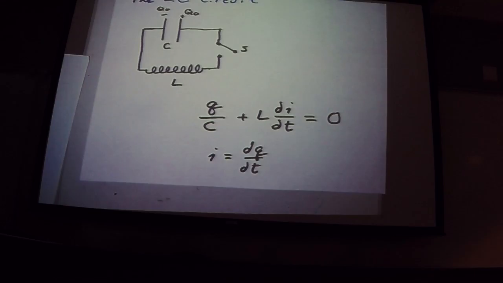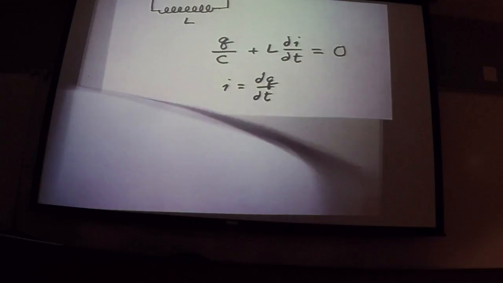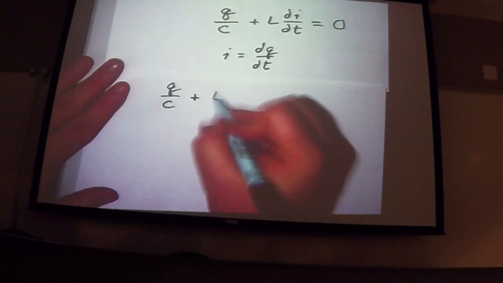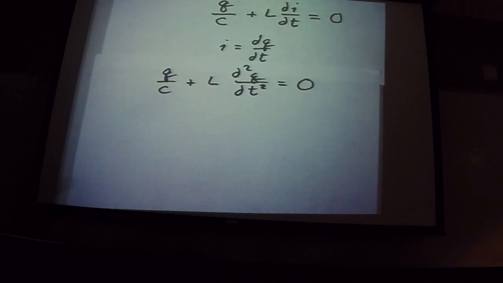So I take d/dt of d/dt. It's, what do we call it? Calculus people, there. Go ahead. You're saying it. The second derivative. Okay? So what this does is this makes this look like this. Okay, so q over C plus L d squared q dt squared equals 0.